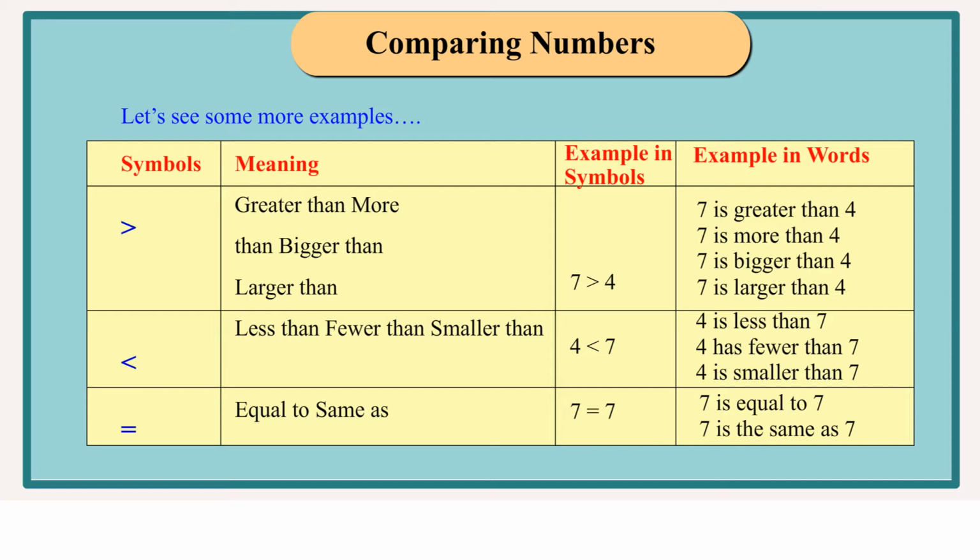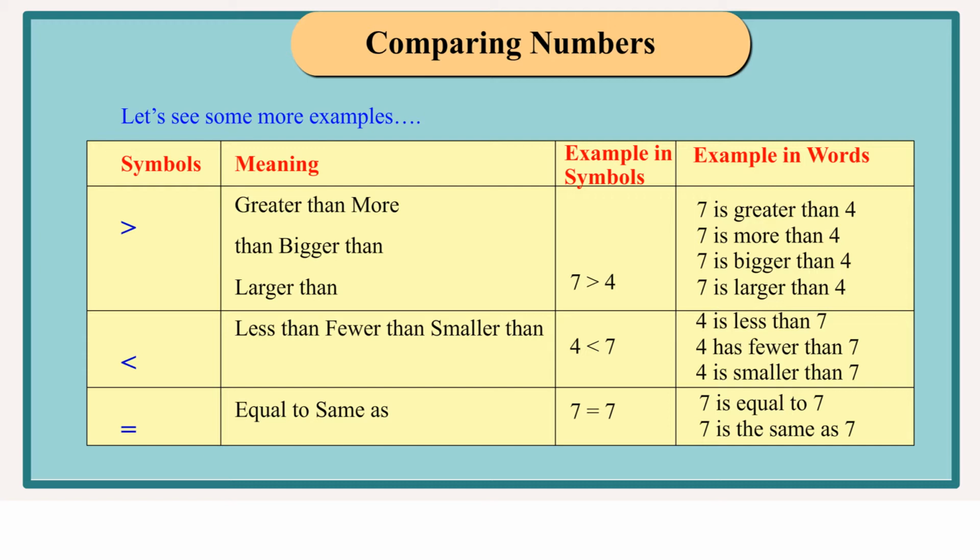Symbols, meaning, example in symbols, example in words. Greater than, more than, bigger than, larger than. 7 is greater than 4. 7 is more than 4. 7 is bigger than 4. 7 is larger than 4.